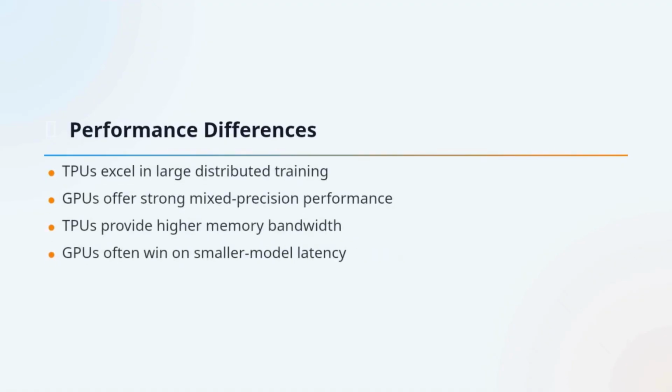When we talk about performance, the answer depends on the workload. TPUs are especially strong for large-scale training of transformers and CNNs, and they can deliver very high throughput in distributed settings.